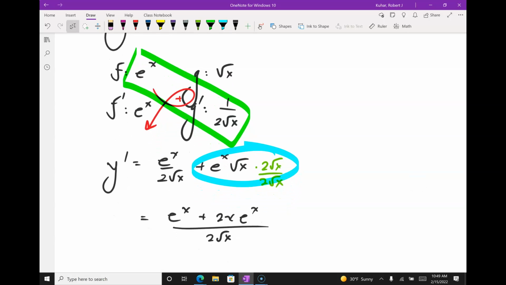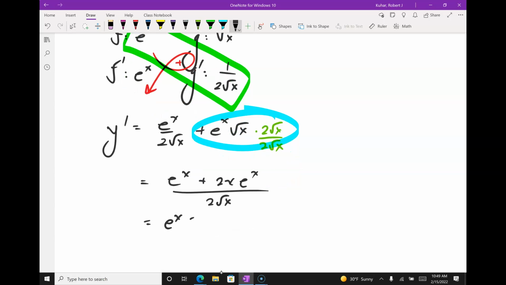Still not done, because I can factor upstairs, right? So I get an e to the x times a 1 plus 2x all over 2 square roots of x, and there it is.